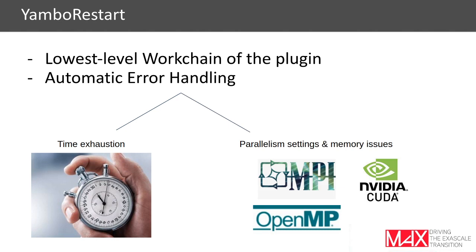Indeed, as a GW calculation has a huge memory usage, you have to set in an efficient way the parallelism options available in the Yambo code. So, this work chain implements an automatic parallelism generator that is used in these cases.